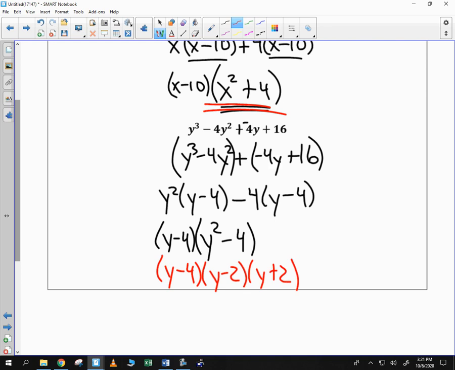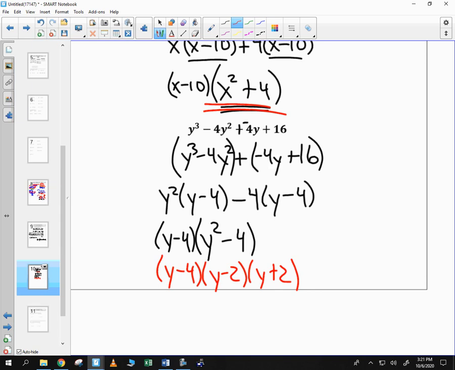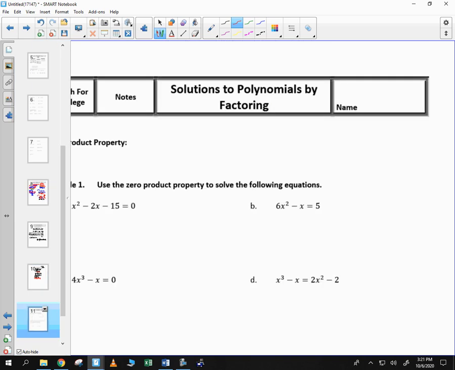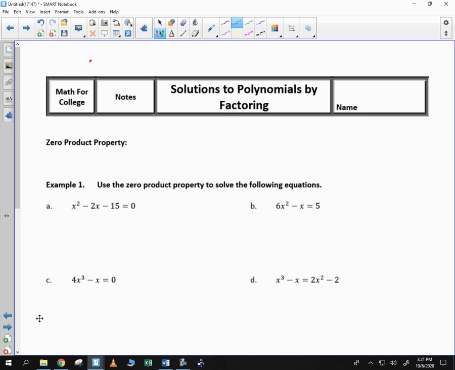And there you have it, folks. So there is your introduction to grouping, as well as your sum and difference of cubes. You should be able to complete that work now. And we'll move on later to our very last one, which is solutions to polynomials by factoring.